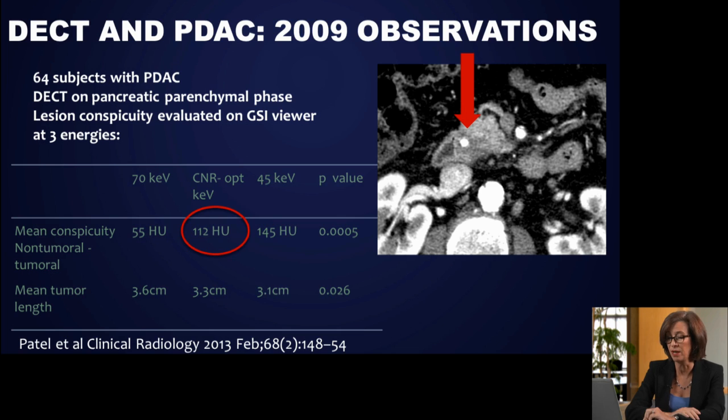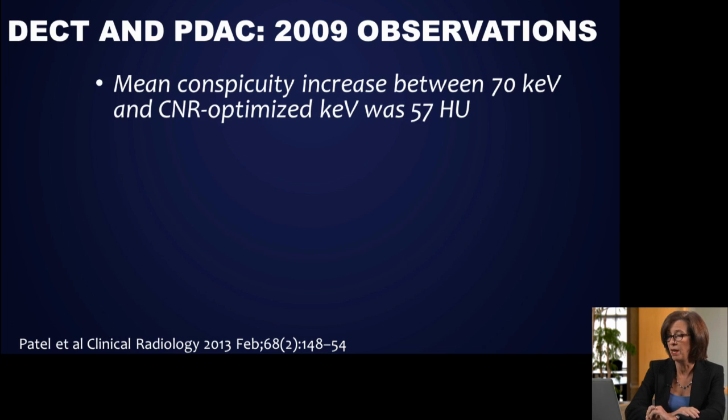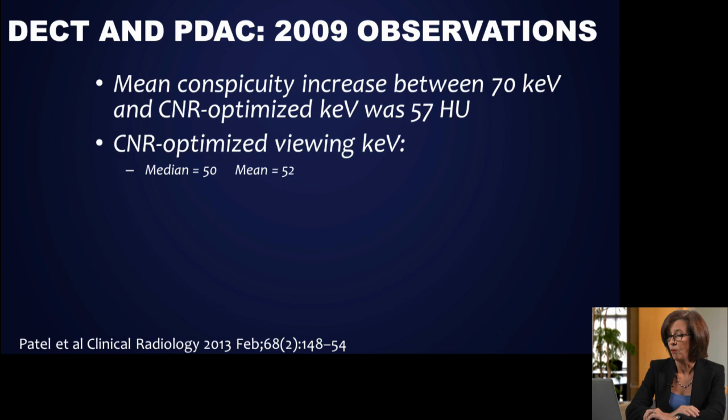We basically had a doubling of the contrast difference between tumor and non-tumoral tissue at the CNR optimized level. We also gained some contrast at 45 keV, but because of noise, those images were not very favorable. And you can see from the tumor length measurements that the margins look different at the different energies. So basically what this meant was, for an individual patient, when we went from the 70 keV to the CNR optimized keV, we gained 57 Hounsfield units. We found that the median value was 50 keV, the mean was 52, and that's why we now use 52 keV images for our routine clinical viewing.